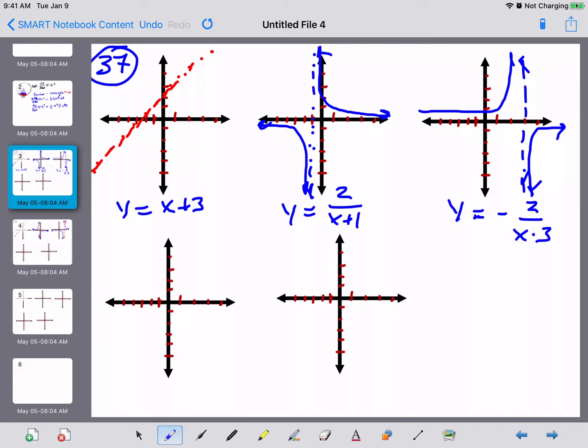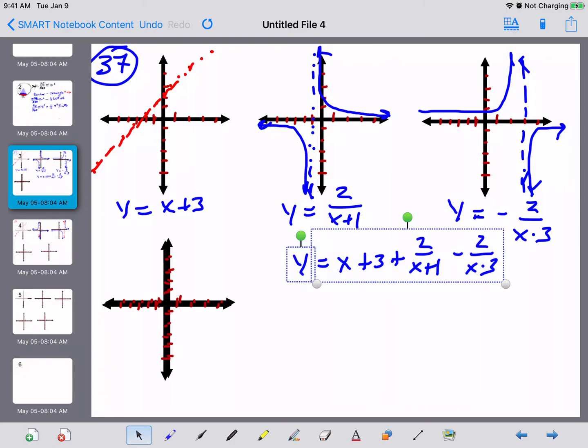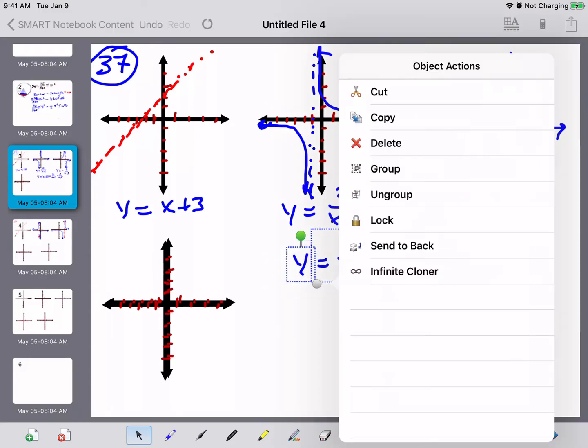Now remember, this kind of combines, and this is all from this equation, y equals x plus 3 plus 2 over x plus 1 minus 2 over x minus 3. Now I hope you see how those interact with each other and become the separate graphs.